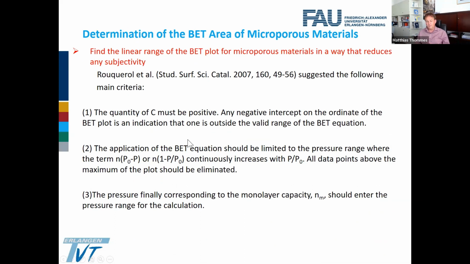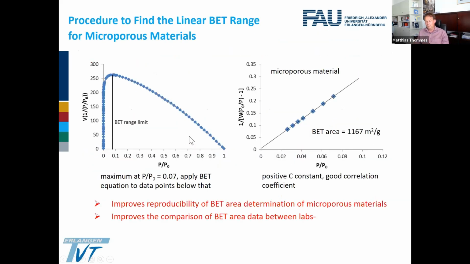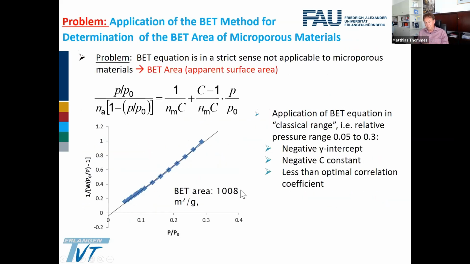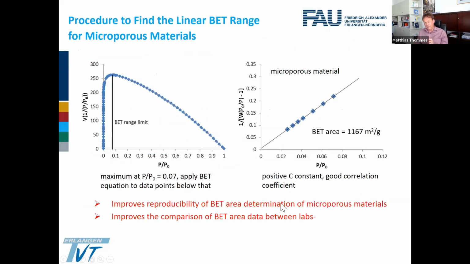This had been discussed many times before, and people still develop new methodologies to even more efficiently apply the Rouquerol methodology. But at least when you apply this, you find a linear range. You see a huge difference in the BET area, 1167, compared to what you obtain when you apply the BET theory here, the classical range, where you don't have linearity. But this has to be really stressed: that's still not really a true probe-accessible surface area.